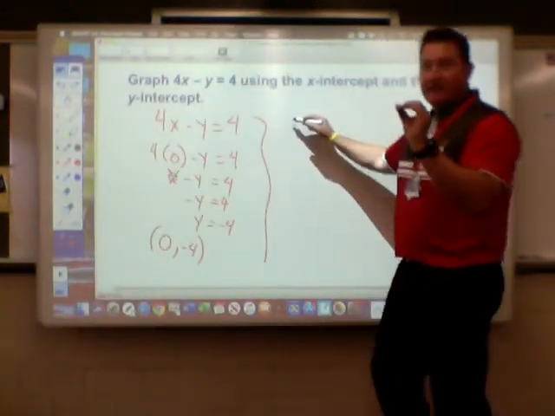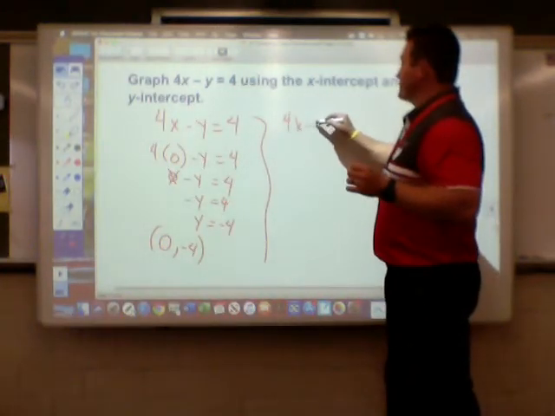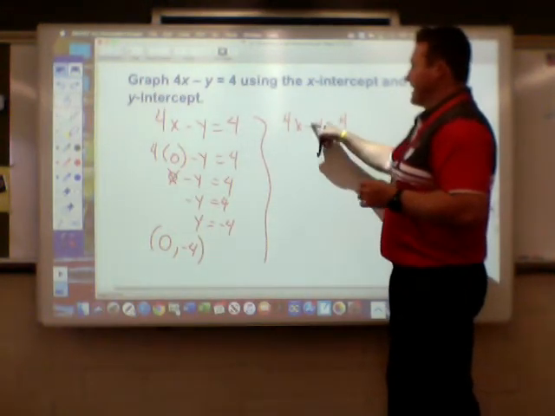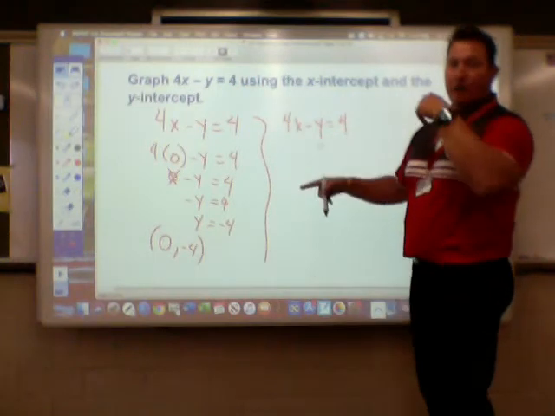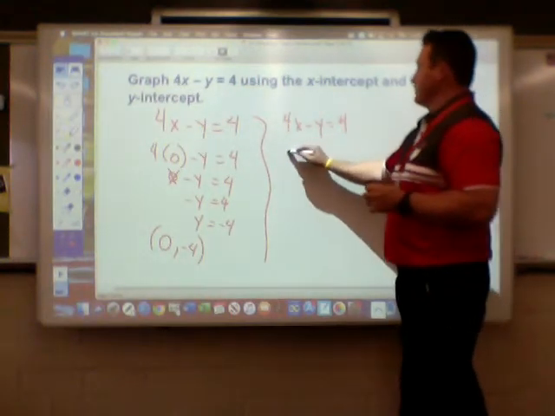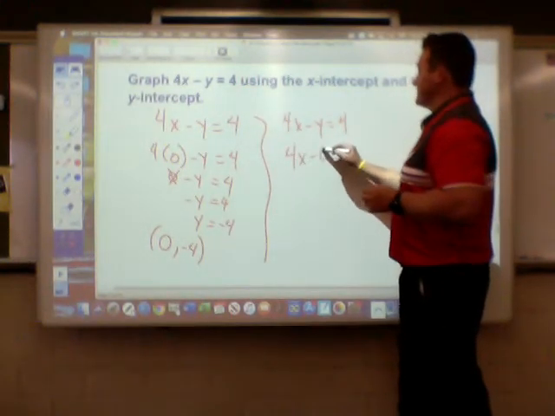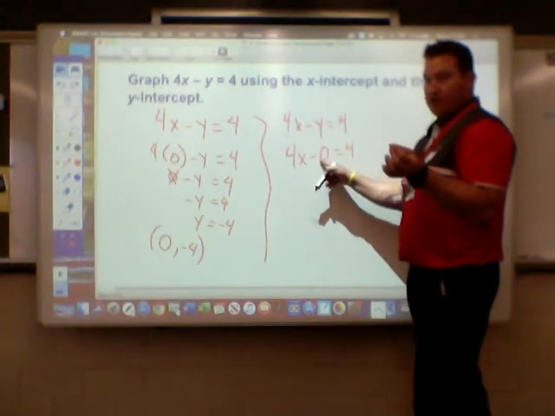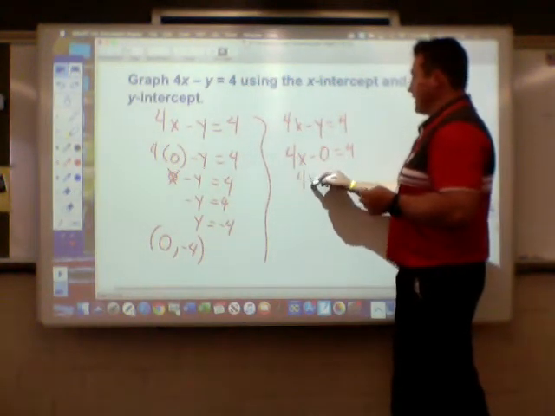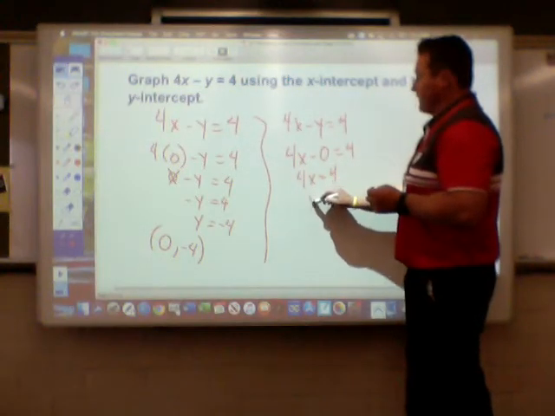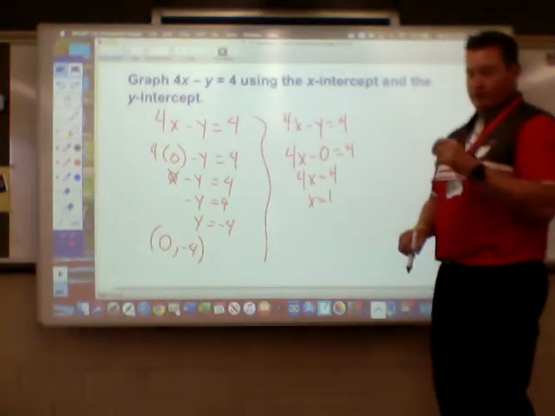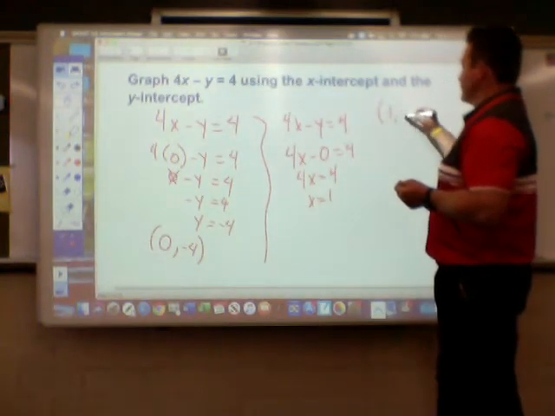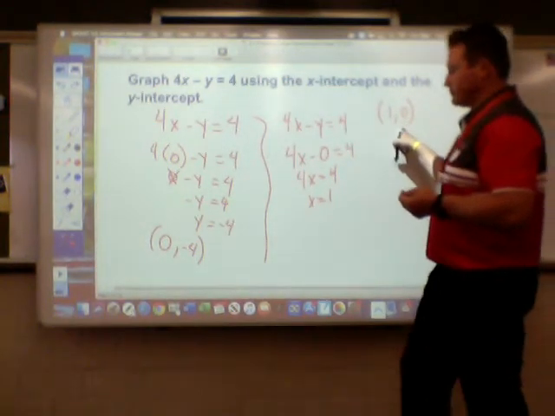We're still keeping that same function, 4x minus y equals 4. Instead of replacing x with 0, now we're going to replace y with 0. So 4x minus 0 equals 4. Again, this goes away. 4x equals 4. Solving for x, I get 1. Write your ordered pair. When x is 1, y is 0.